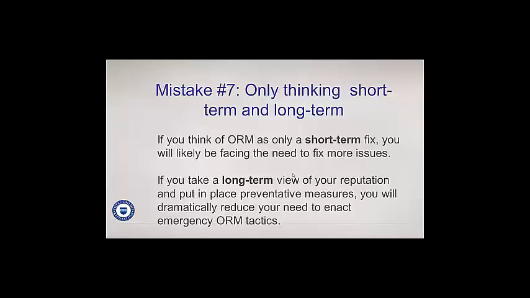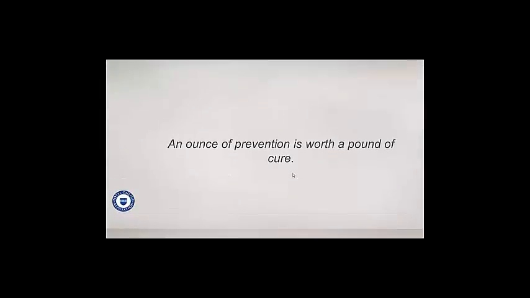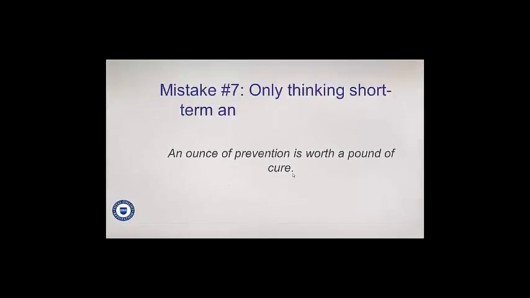If you think of ORM as a short-term fix, a band-aid, or a surgery, you will likely be facing the need to conduct more surgeries in the future. But going back to the health analogy, if you can live a healthy life through eating properly, getting exercise, avoiding bad habits, and eating some supplements here, you dramatically reduce your need for surgery. Similarly, if you take a long-term view of your reputation and put in place preventative measures, you will dramatically reduce your need to enact emergency ORM tactics. As the saying goes, an ounce of prevention is worth a pound of cure. So here are some concrete things you can do right now to immunize yourself from the need for sudden ORM.